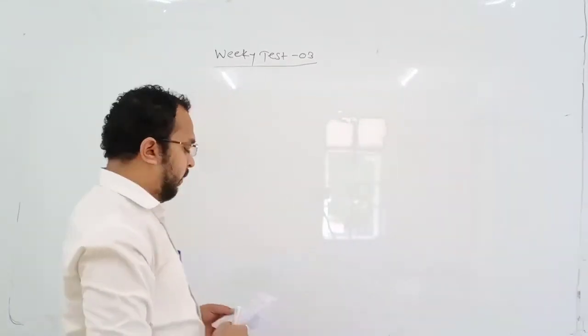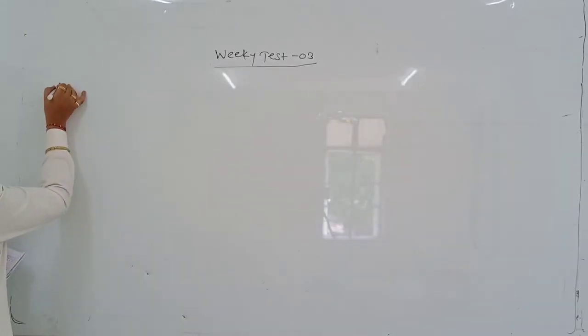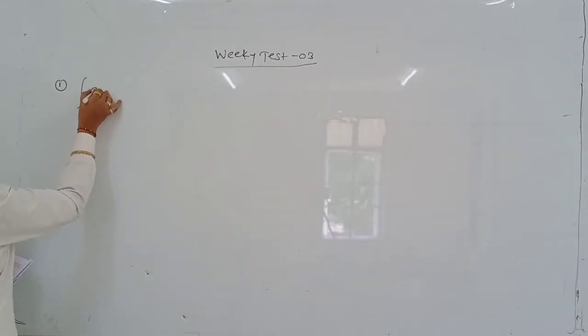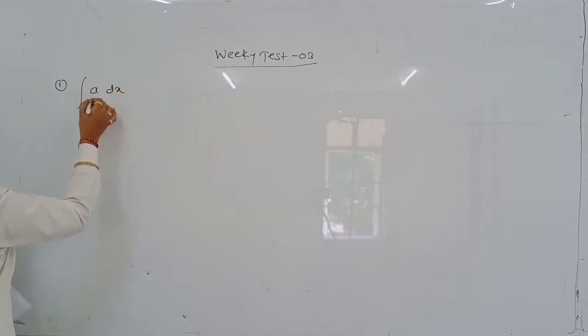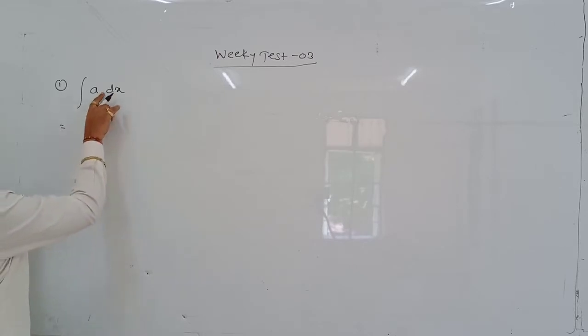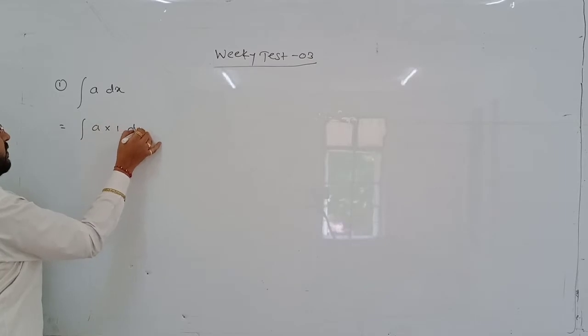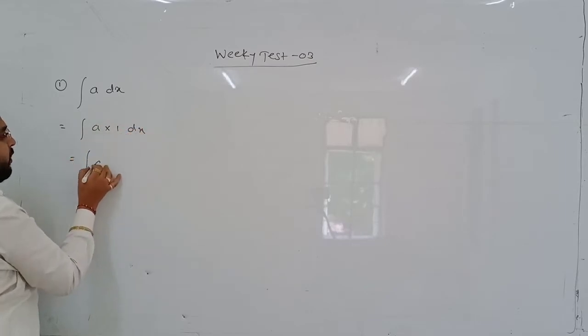So the first question: what is the integration of a dx? Now a is a constant. Here nothing is mentioned, so we can write a into 1 dx. I am explaining in a very simplified way.